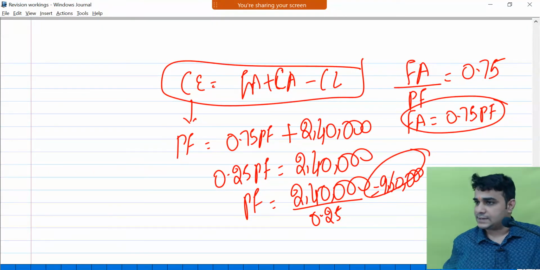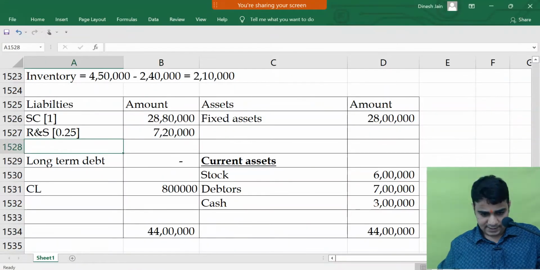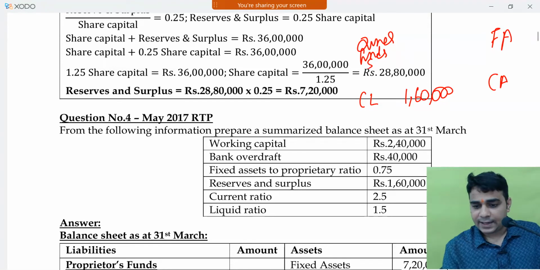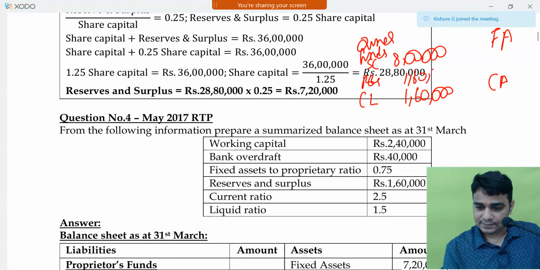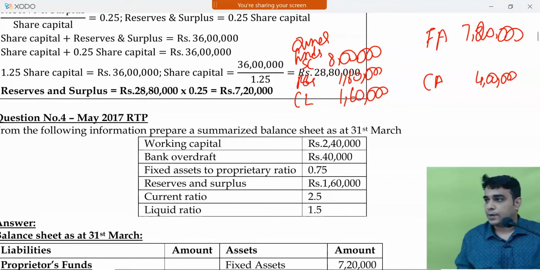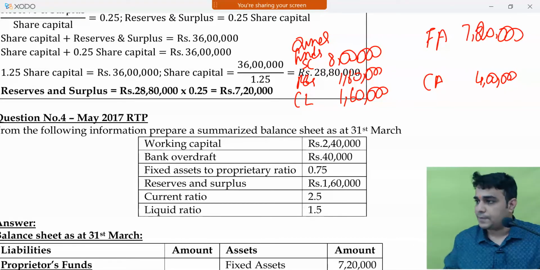Your proprietor funds is 9,60,000, and on this side, share capital is 8 lakh, reserves and surplus is 1,60,000. 8 lakh plus 1,60,000 is 9,60,000. Fixed asset is 7,20,000, and my balance sheet is over. 7,20,000 is 75% of 9,60,000. Clear? Any doubts on this?